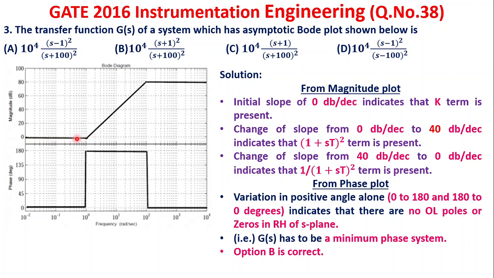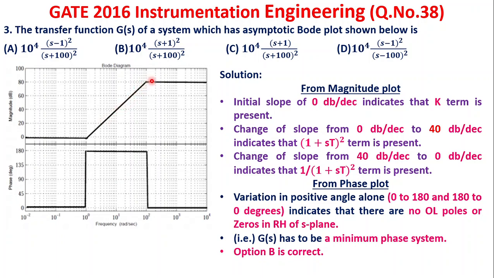Then you have a positive slope, and this is 10 power 0, which means 1, and this is 10 power 1, which means 10. So when you move from 1 to 10, the magnitude is moving from 0 to 40. That is a 40 dB increase when you move from 10 power 0 to 10 power 1. Therefore, for 1 decade, 40 dB is increasing. What does it mean? A (1 plus sT) whole square term is present. That is the meaning. Then this factor is contributing.